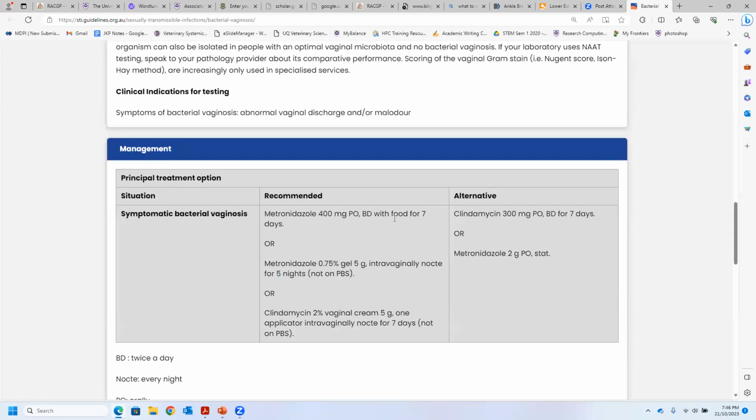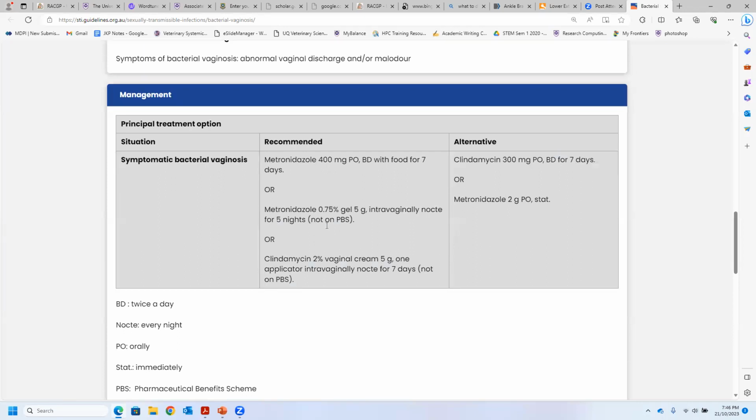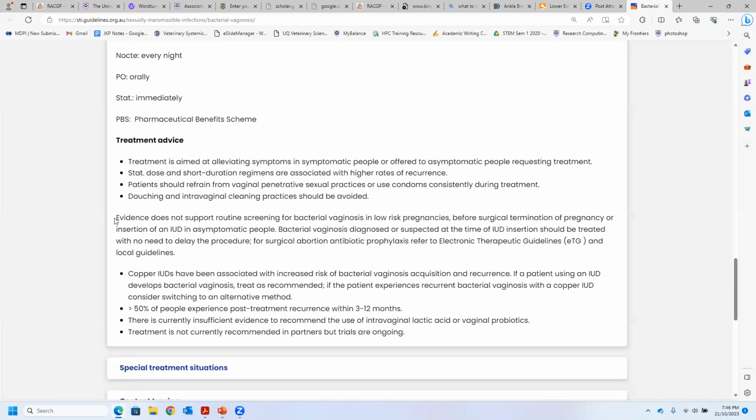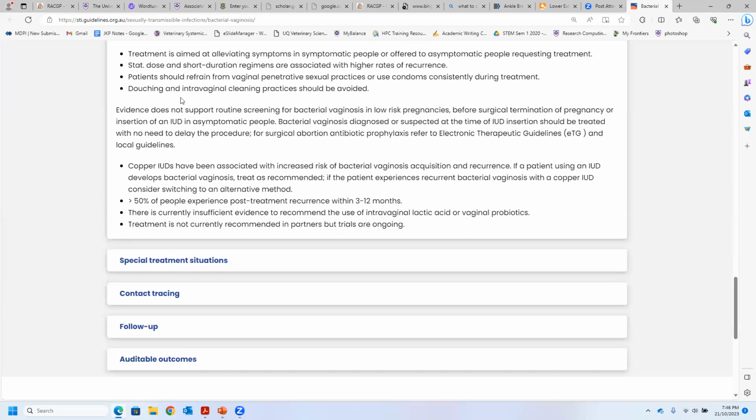Treatment is metronidazole for 7 days, 400 milligrams twice daily. Or if a patient can't have it, you can give clindamycin as well. Or you can give metronidazole as a gel, or clindamycin as a gel. Evidence does not support routine screening for bacterial vaginosis in low-risk pregnancy before surgical termination of pregnancy or insertion of an IUD in an asymptomatic patient. Bacterial vaginosis diagnosed or suspected at the time of IUD insertion should be treated with no need to delay the procedure, and it doesn't require any coverage antibiotics as well.